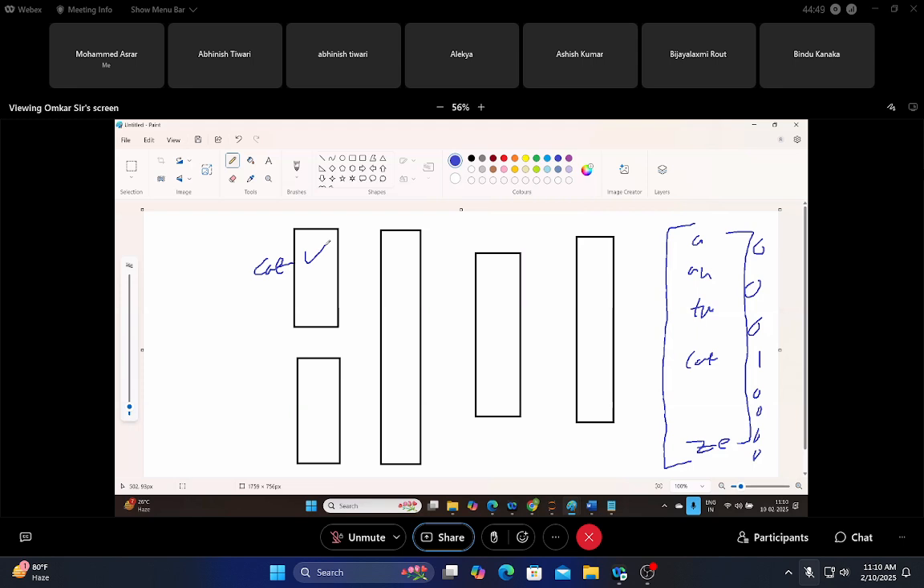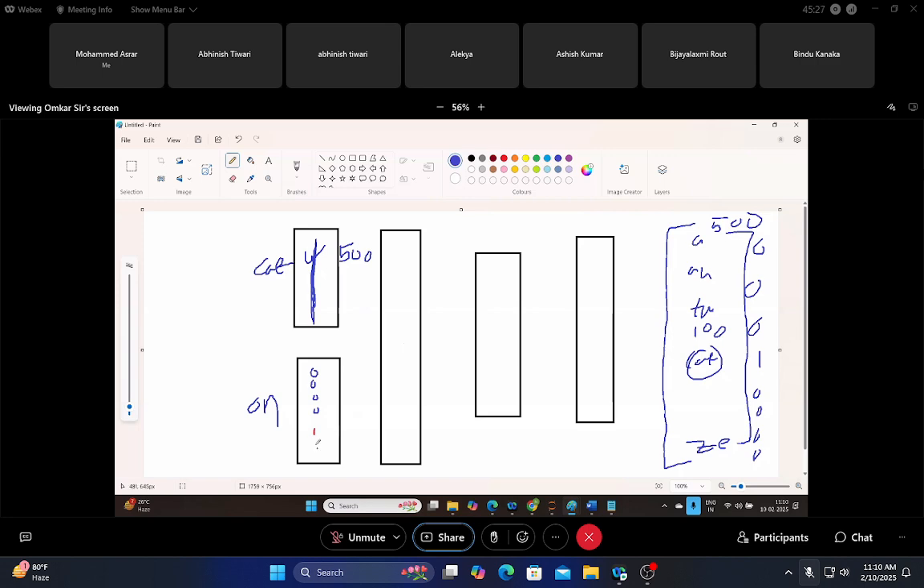Imagine that your vocabulary is of size 500. In 500, the cat number is equal to 100. So how much length will this vector have now? 500. Now next, the other one, on. This on also has length 500. But here we don't know where on is. Somewhere on will come.